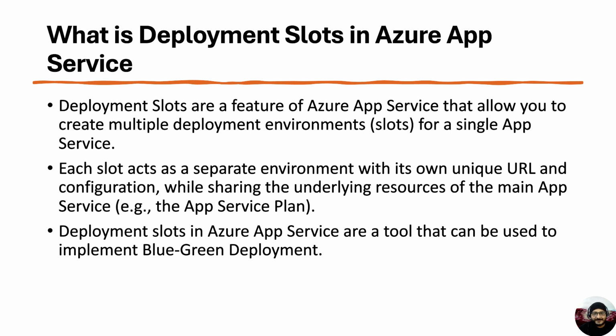But if you see the difference here, in blue-green, ideally we will have two servers, one for blue and one for green. That is the use case mostly at the production level in deployment. But in deployment slots, we can create multiple slots. Maybe we have created one slot for dev, one for QA, one for UAT, and another for prod. So these are the differences, but we can achieve the blue-green deployment strategy through deployment slots as well.